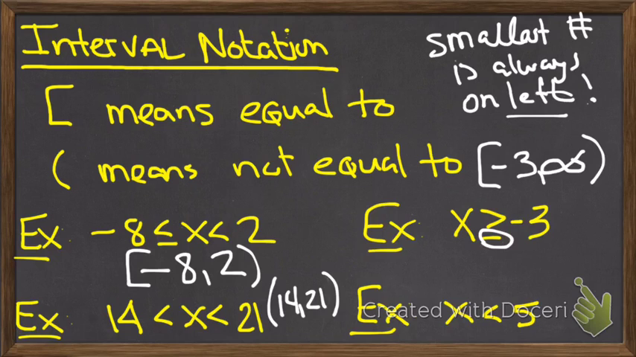Negative 3 to infinity. Infinity is never included. You can never reach infinity. Just like that movie character from the 90s. He was always going where? Infinity and beyond. So you never reach infinity. Therefore, infinity never gets a bracket. Infinity is always a parenthesis.